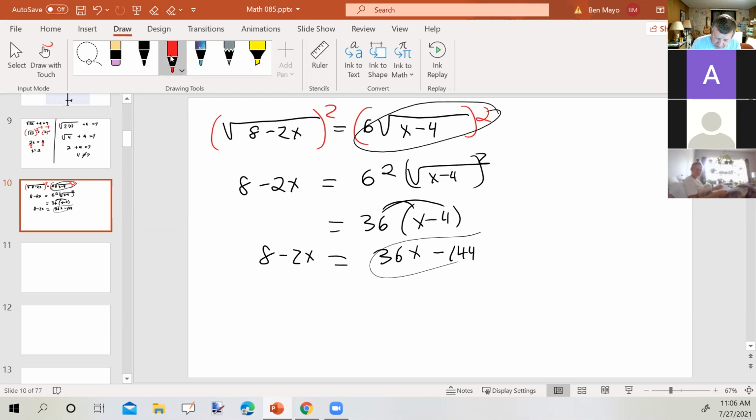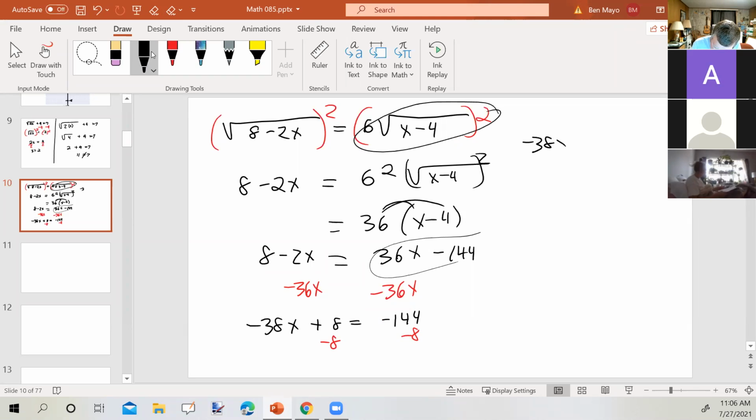So next, let's see, we'll subtract 36x from both sides, which will give us what? -38x plus 8 equals -144. We'll subtract 8 from both sides. -38x equals -152. We'll divide both sides by -38. X equals, let's see, negative divided by negative is positive. So we've got 152 over 38.